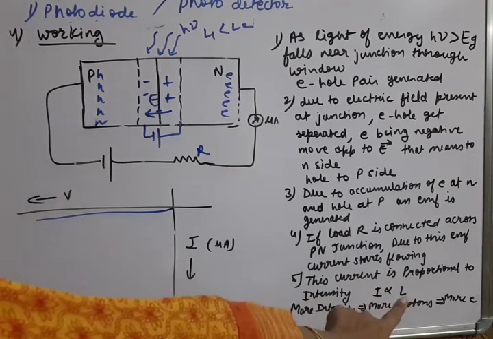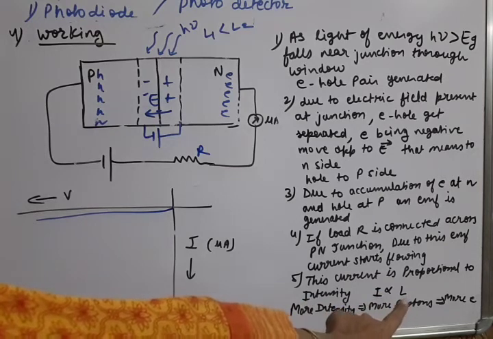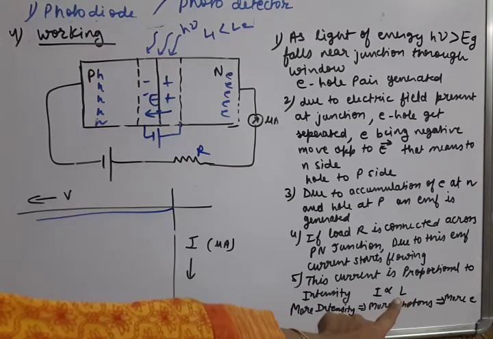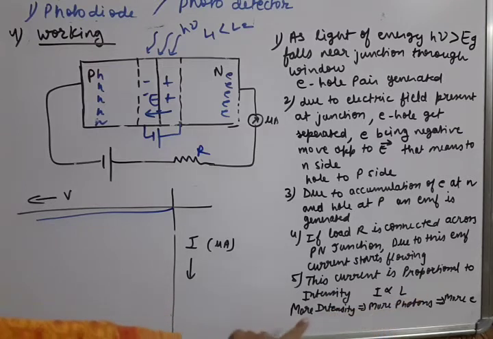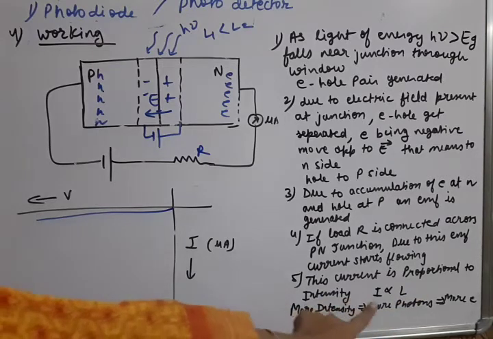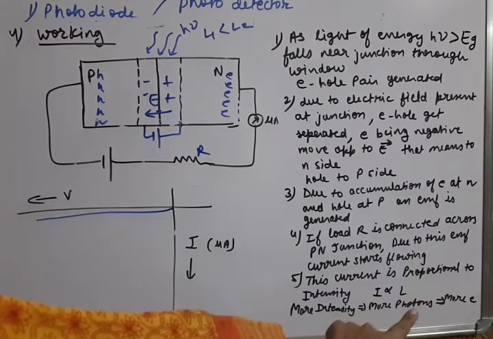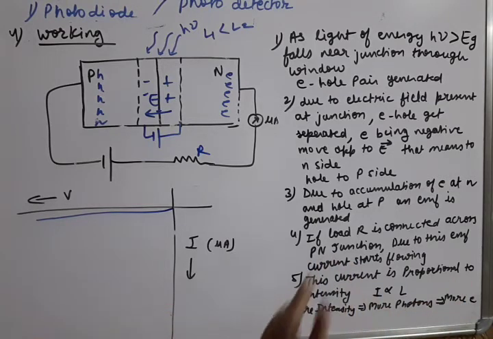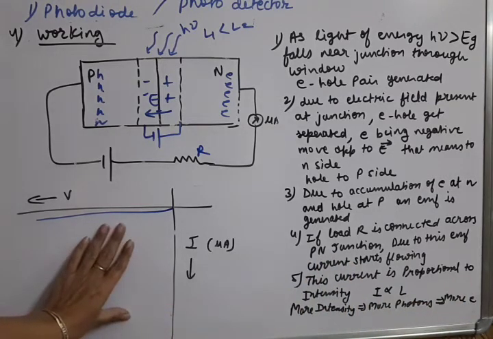Intensity means L. Light intensity is denoted by L, as we do in our dual nature chapter also. Now more intensity means more photons falling, and more photons means more electrons, that's why more current. Let us now see the graph.